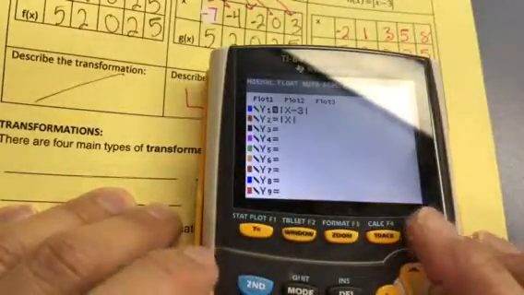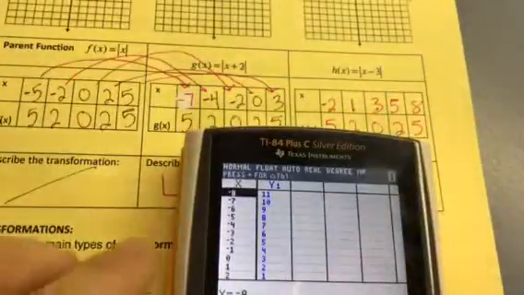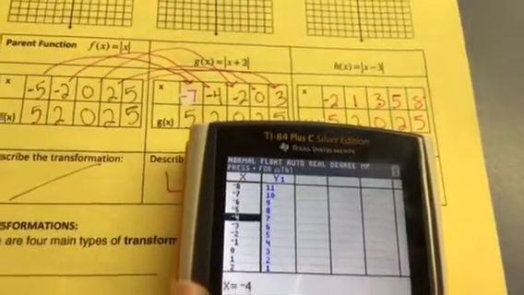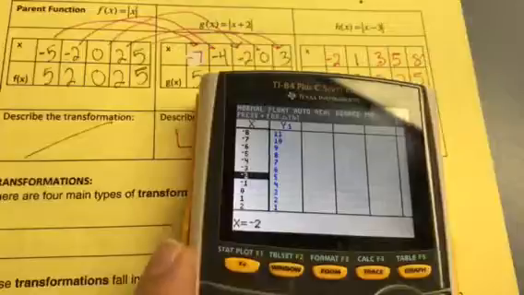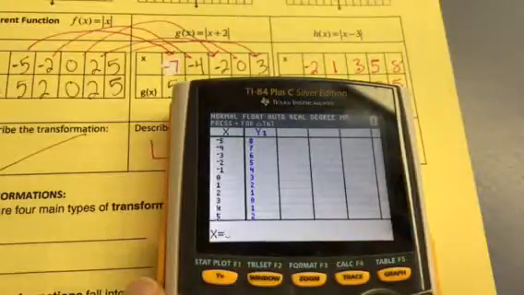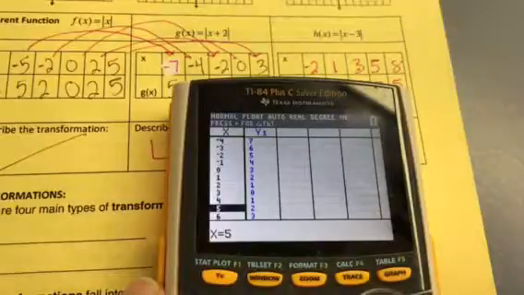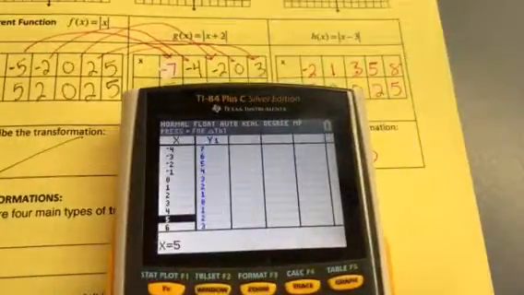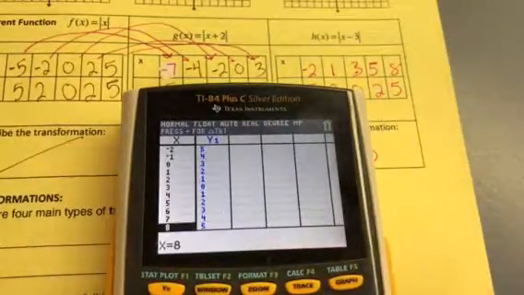So I'm going to find -2, and I've got a 5, and let's see, 1, there's the 2. For 3, there's the 0. 5, I have a 2, like we said we were going to have. There it is. And then for 8, I should have a 5.